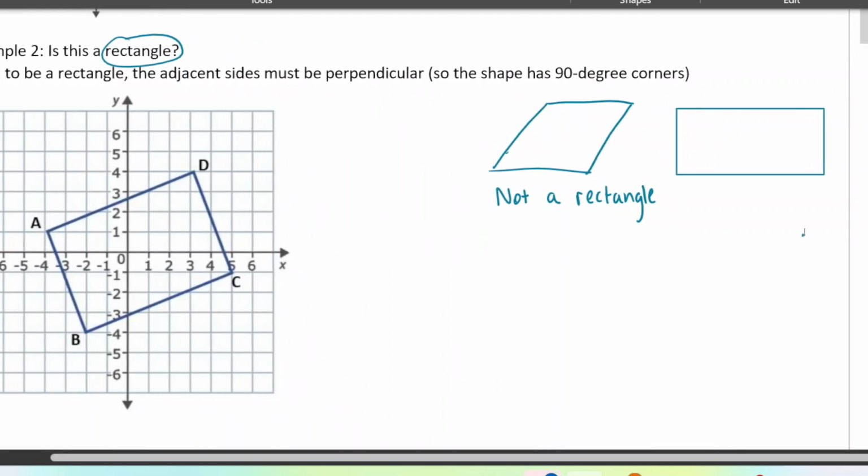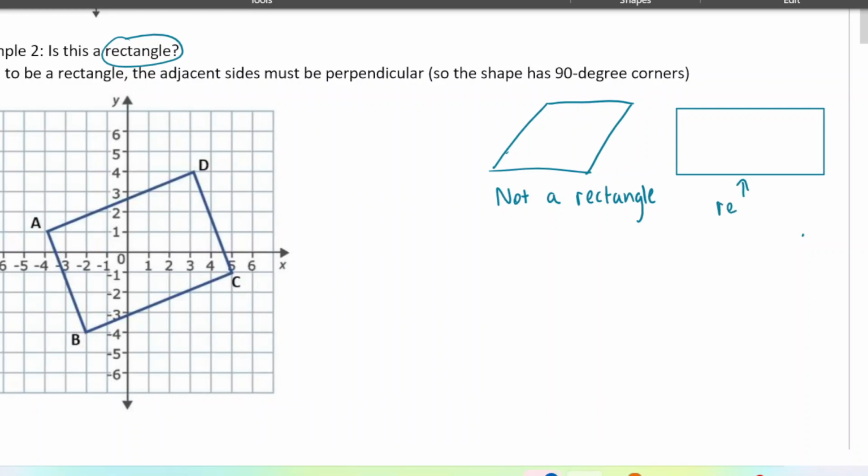So what's the difference? This one is a rectangle. So a rectangle is when you have four sides, but also to be a rectangle, you have to have 90-degree corners. Essentially, the sides have to be perpendicular to one another. Okay, so to figure out if this is a rectangle or not, we're going to have to figure out if we have 90-degree angles in each corner. So I'm going to put a question mark. Okay, how are we going to figure that out? Well, let's see. We're going to use the slope.